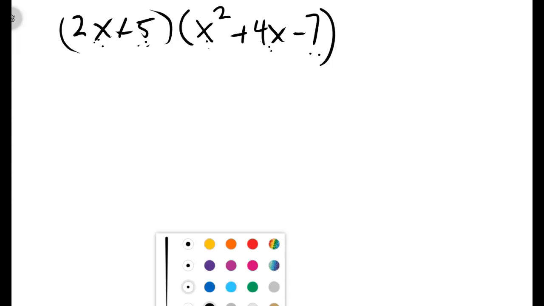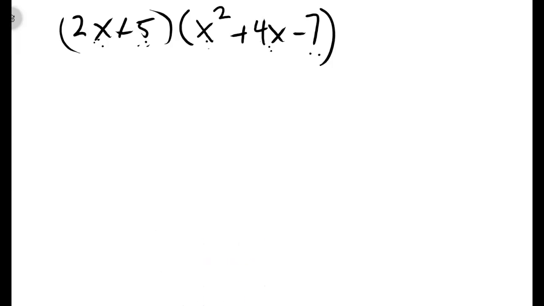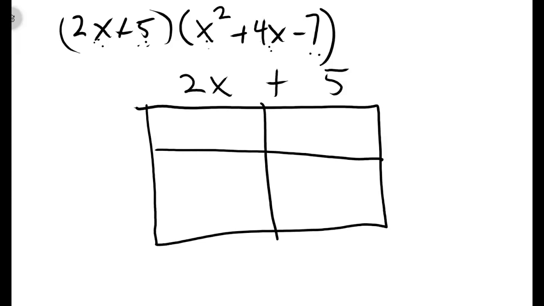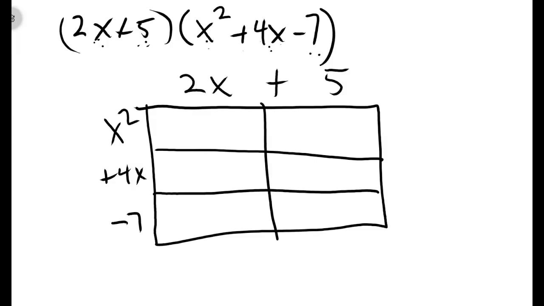What I prefer to do is to make boxes. Now, I guess I can put the 2x plus 5 on top. It doesn't matter. I could put it down the side. I guess if I were doing this, I probably would put it down the side. It doesn't really matter, though. And I have to make the box big enough so each term on the top gets its own column. But then I have x squared plus 4x, and keep the sign with the term it goes with, and then minus 7 on the side here.